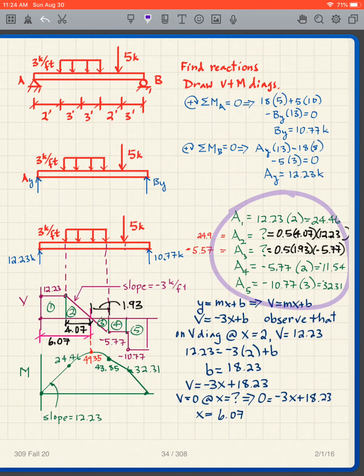You can pause the video and look at the areas. I go up area 1, I go up area 2, which takes me to 49.35. The other areas are negative, so I keep going down. You can reason it out, we have our sort of bow tie shape there, and that means we're going to have this inverted parabola that looks like that.